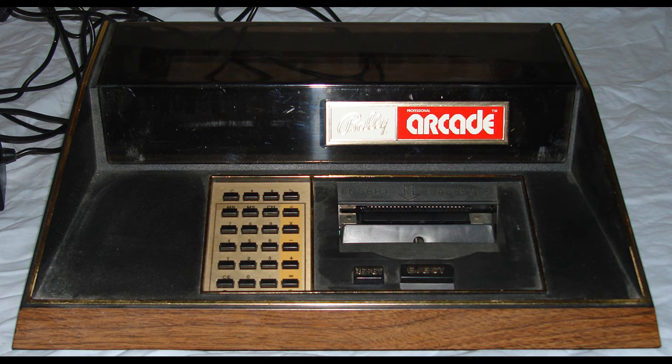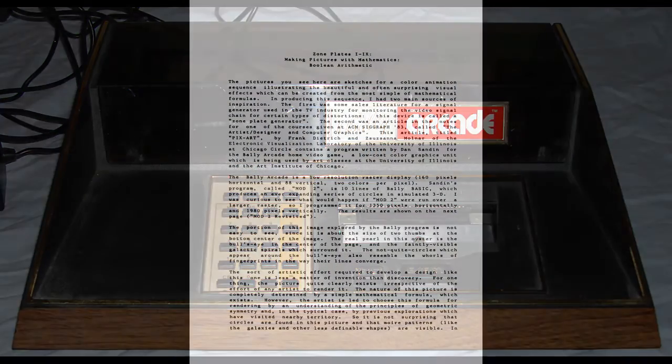In this case, I was going through the Bob Fabris collection that's on my hard drive, soon to be uploaded to the internet, I hope, one of these days. And I came across a 20-page paper called Zone Plates 1 through 9, Making Pictures with Mathematics, Boolean Arithmetic by Peter Bard Olsen, which was written on September 18th, 1983.